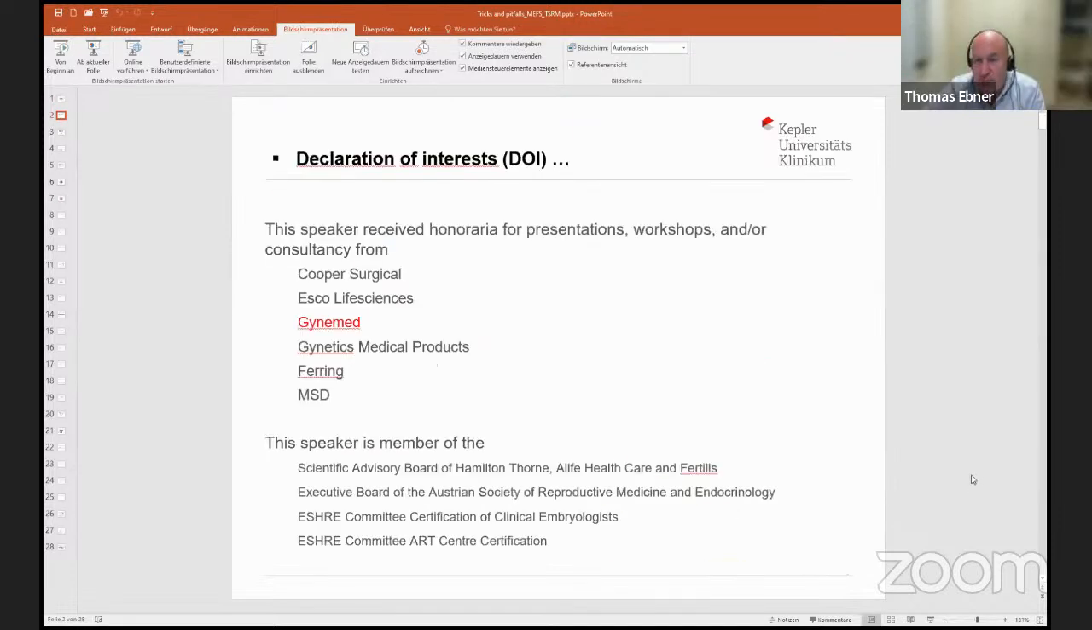Okay, now you have had plenty of time to see my conflicts of interest. Only the one highlighted, I guess, is of relevance because this is the German company producing the ready-to-use ionophore. The rest, more or less, is not of importance here.